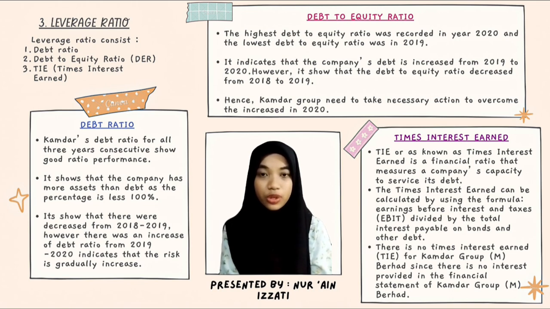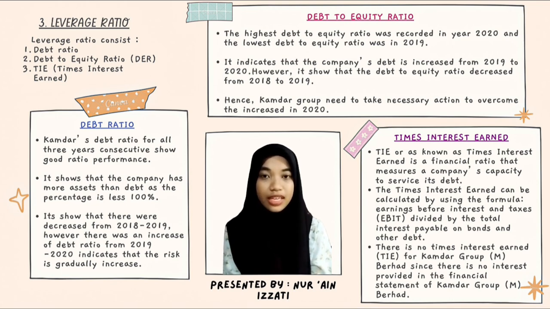Next is debt to equity ratio. The highest debt to equity ratio was recorded in 2020 and the lowest was in 2019. It indicates that the company's debt increased from 2019 to 2020. However, the debt to equity ratio decreased from 2018 to 2019. Hence, Kamdar Group needs to take necessary action to overcome the increase in 2020.